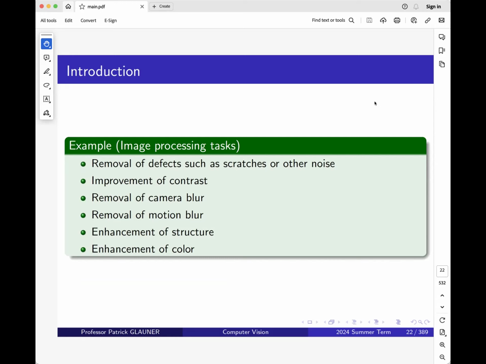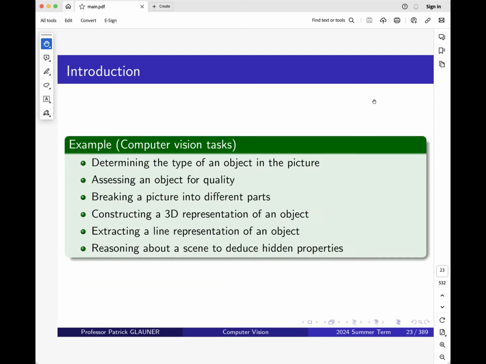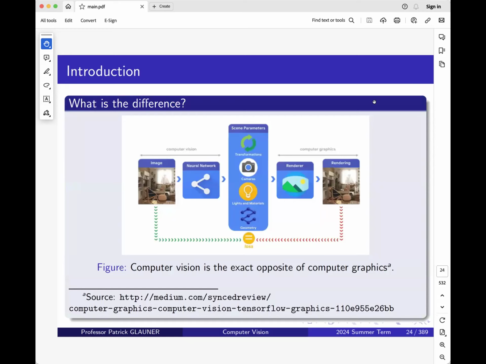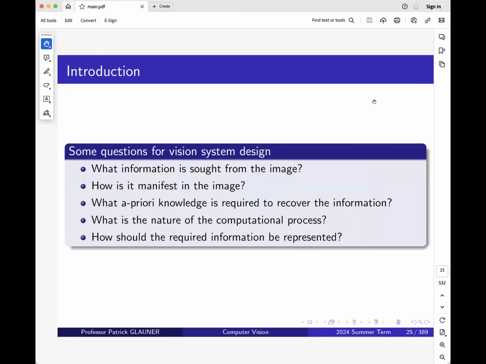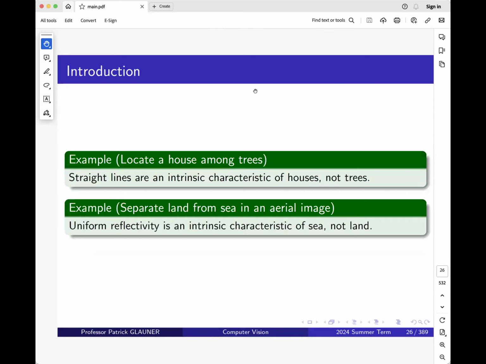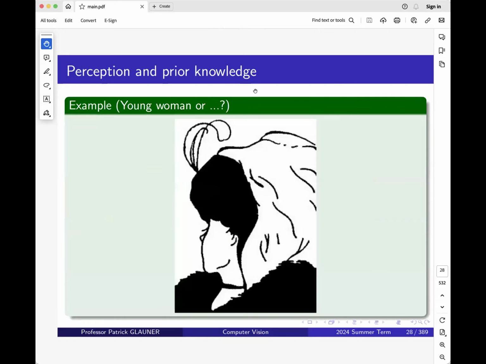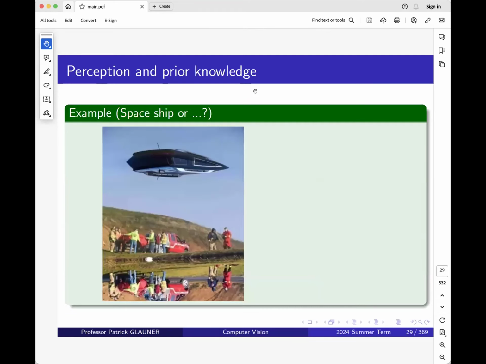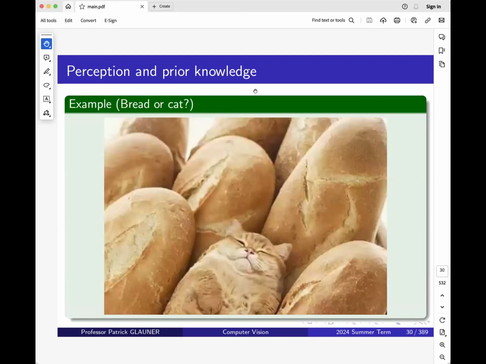We also compared computer vision to image processing. We saw image processing is actually something quite different than computer vision. Nonetheless, we use image processing techniques in computer vision. And we saw that computer vision is actually the exact opposite of computer graphics. We saw various questions that may come up when we design computer vision systems. And we looked at a couple of images of perception that are ambiguous for humans as well as for machines.